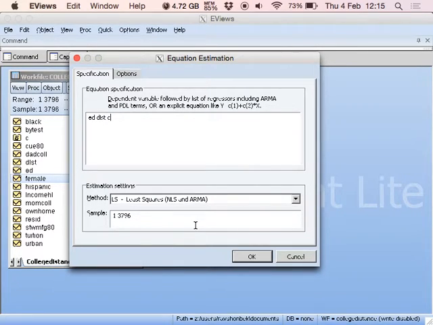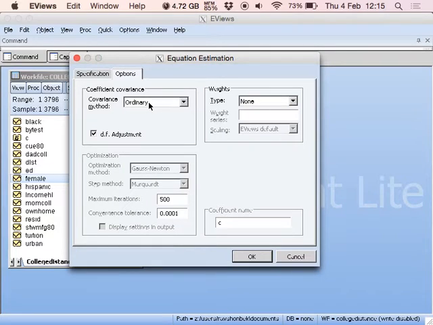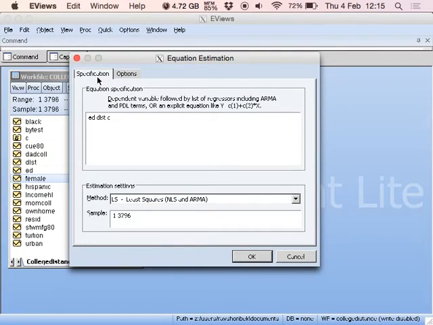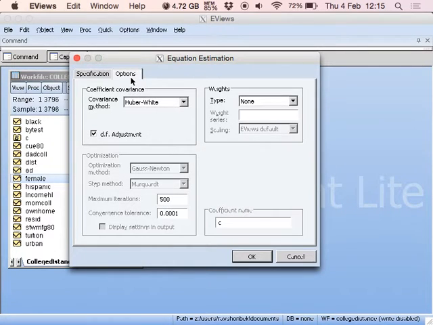We need to include intercept because average education when distance is 0 is also possible in this data set. Now go to options. As usual, we want to have the standard errors to be robust to heteroscedasticity. So change ordinary to Huber-White. From the options in the specification, equation estimation menu option, change to Huber-White.